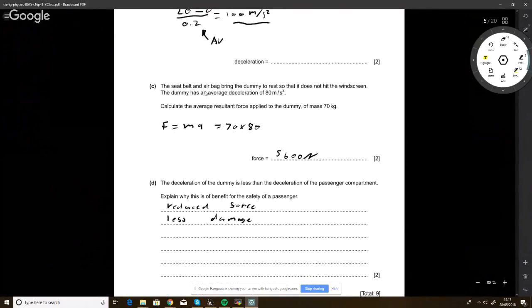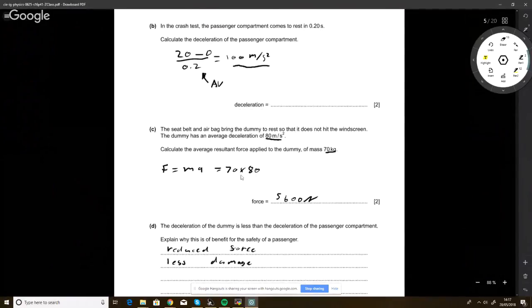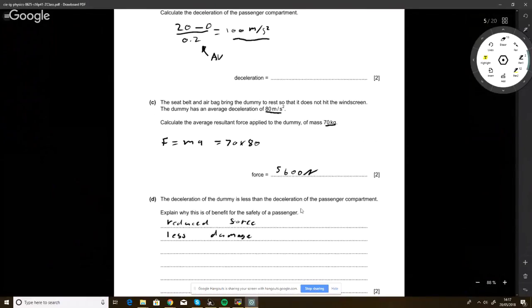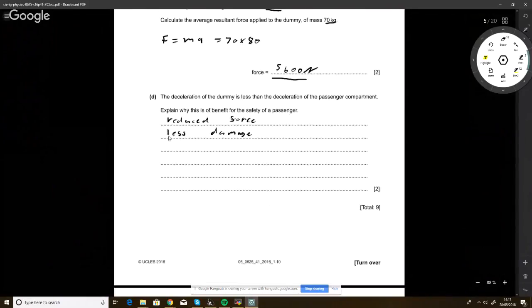Okay, the seatbelt and airbag bring the dummy to rest so that it does not hit the windscreen. The dummy has an average deceleration of 80 meters per second squared. Calculate the average resultant force applied to the dummy of 70 kilograms. Okay, so we just know that force is equal to mass times acceleration. We know the mass and we know the acceleration, so we can calculate the force. Nice and simple.